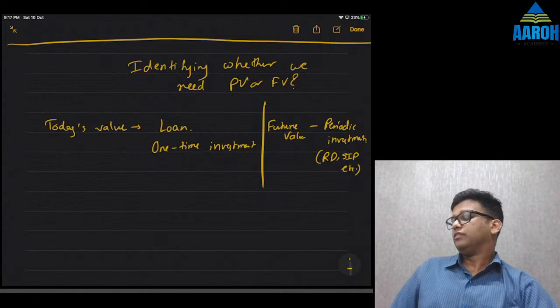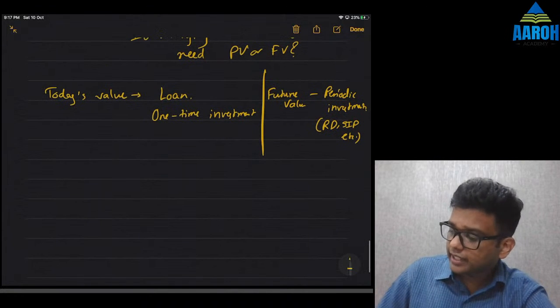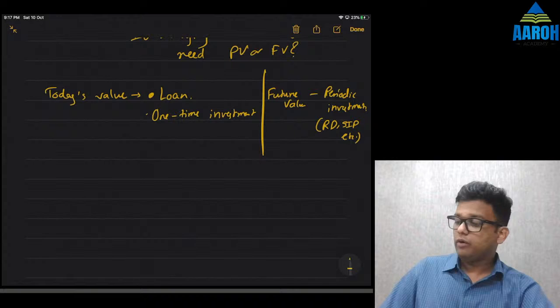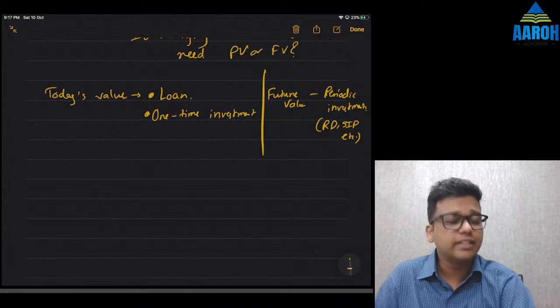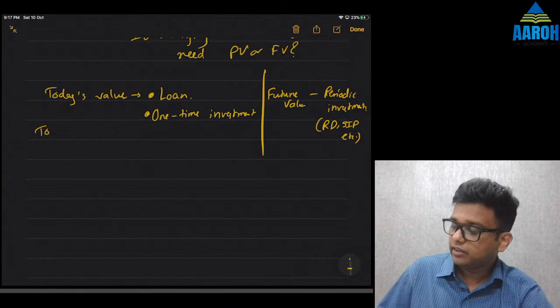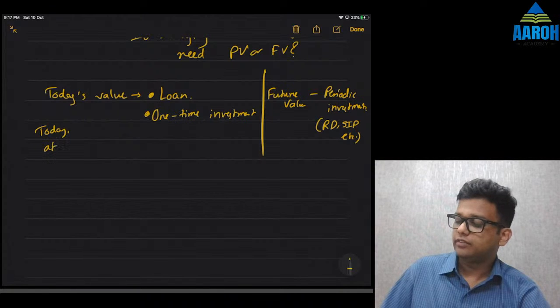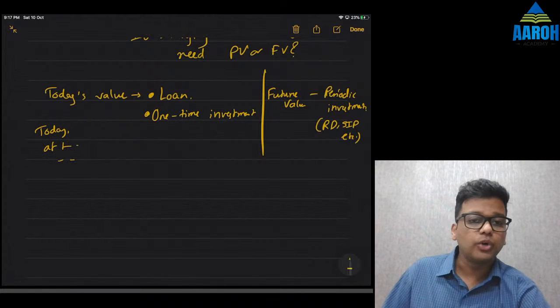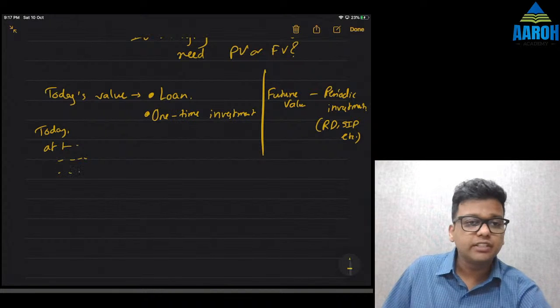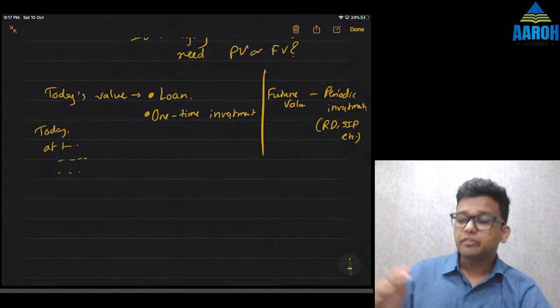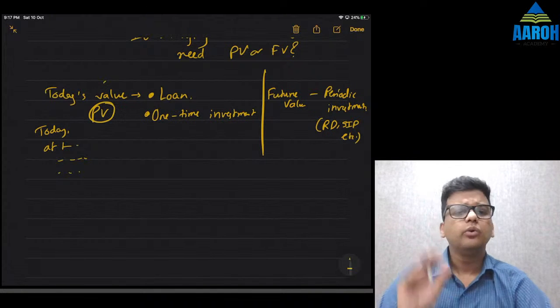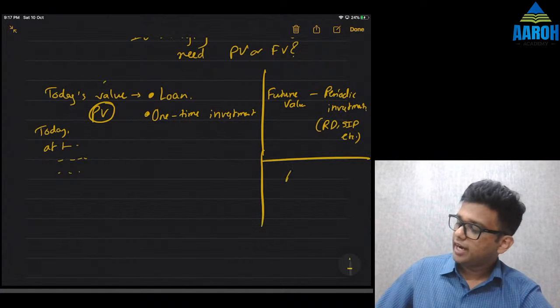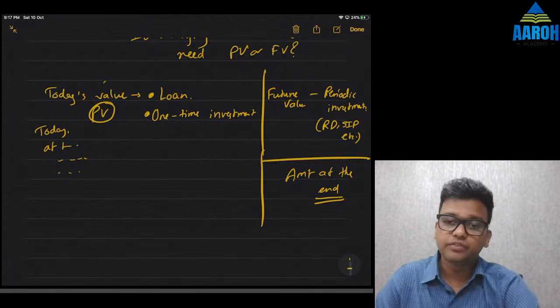Okay. Fine. So understand, whenever the question talks about a loan or a one-time investment which is today, always try to remember that we need present value. Whenever they say today, or borrowed something, or invested something today to get returns every year, you have to understand that this is a present value question, not a future value question. Future value means what? Only when we need the amount at the end, there we can use future value.